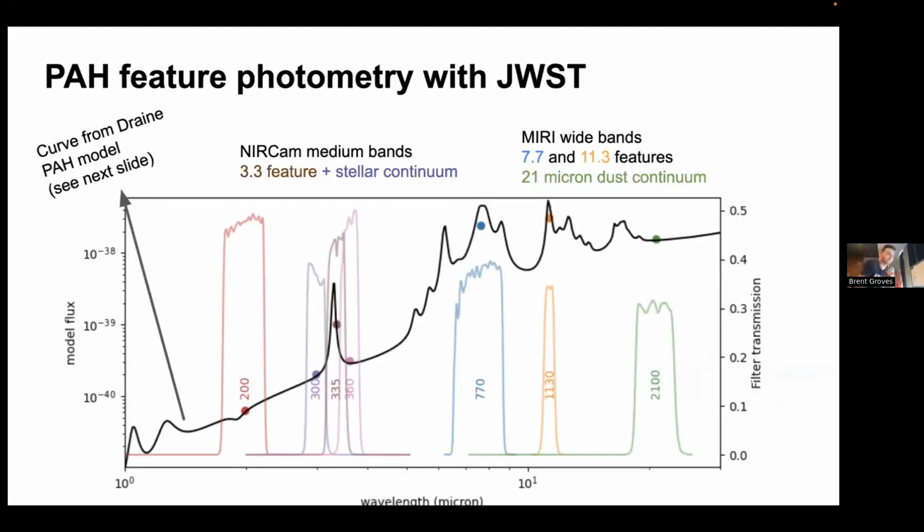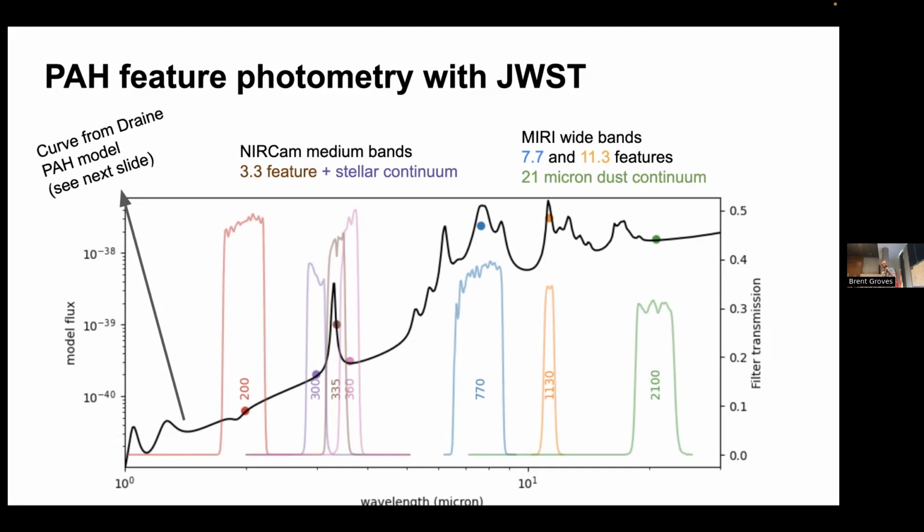So how can we measure these emission features? To illustrate this, I have plotted with the black line here a theoretical model for PAH emission. And the brightest features are what JWST is perfect to observe. That's what I'm showing here with these filter curves. With NIRCam, you can observe the 3.3 feature and then the surrounding stellar continuum. With MIRI, you can easily observe the 7.7 feature and the 11.3 feature.